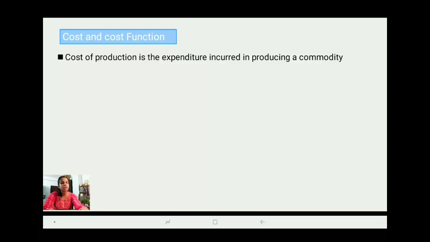That means when we employ the factors of production in the production process to produce something, we have to pay them. So the payment made to the factors of production is nothing but the cost of production. So cost of production is the expenditure incurred for hiring the factors of production.